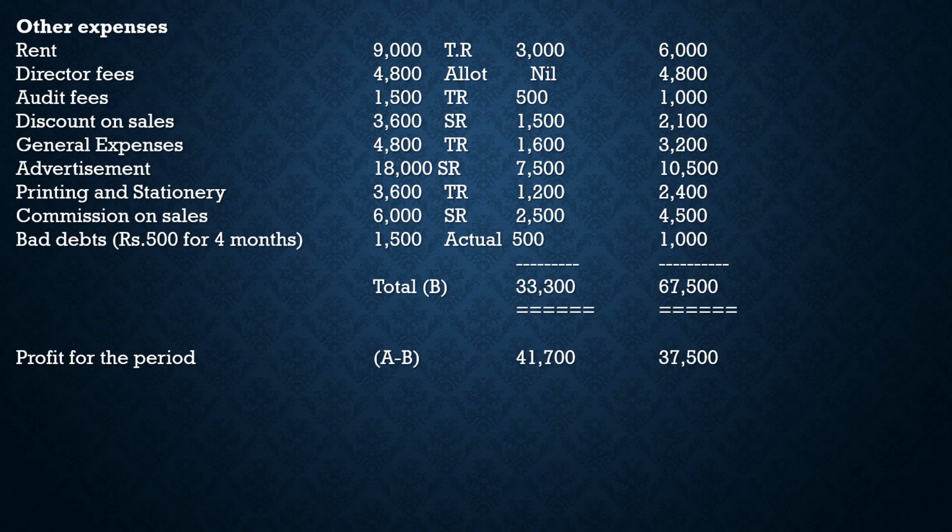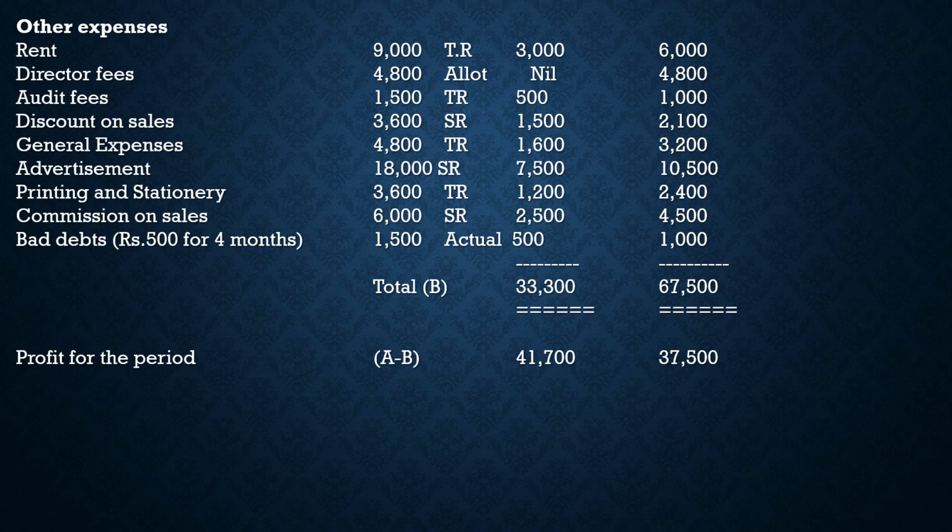The other expenses, rent, time ratio. Director fee, look at the first column. If you don't remember, go through the tabular column and see on what basis you will allocate. So it will be written fully in the post incorporation period. Auditor fee, time ratio. Discount on sales, sales ratio. There is 3,600 which will be divided in the sales ratio. The general expenses 4,800, time ratio. Advertisement, sales ratio. Printing and stationery, time ratio. Commission on sales, sales ratio.